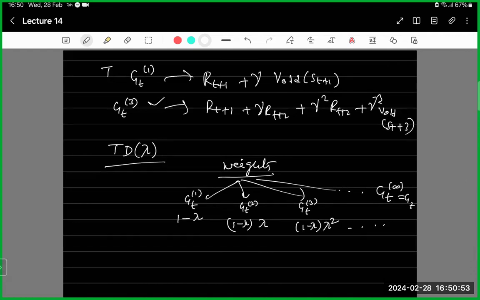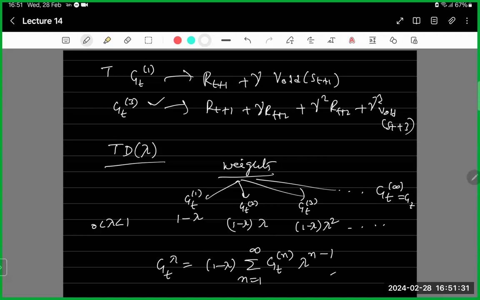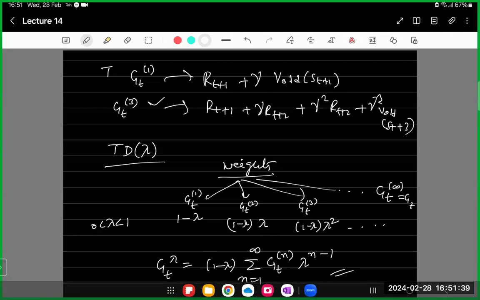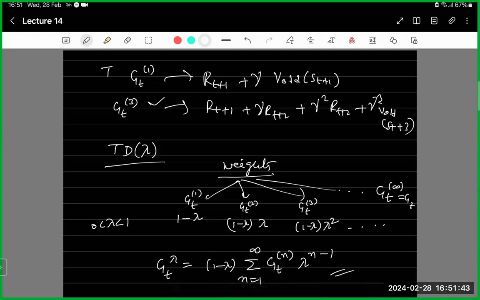If lambda is a number between 0 and 1, what will these weights sum to? Because you want to take a weighted average of these GTs, right? So what will be the sum of all these weights? If lambda is between 0 and 1, the sum of all these weights is 1. So now I'll define GT lambda as the weighted GTs, which is 1 minus lambda into the sum over n equal to 1 to infinity of GTn times lambda power n minus 1. So I'm just writing these weights and clubbing all the GTs into one GT lambda. Is this clear? This final expression is nothing but all the GTs weighted by the product of these weights.